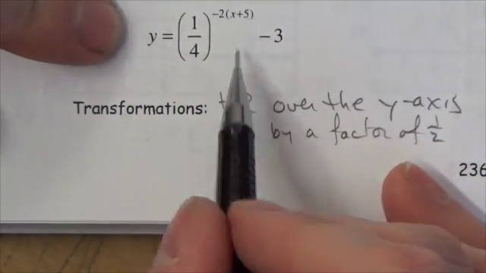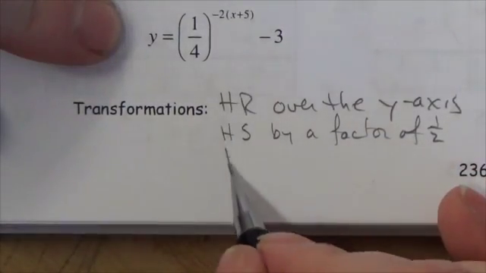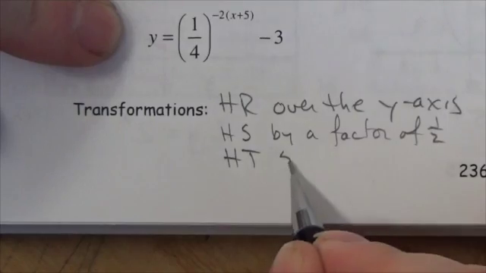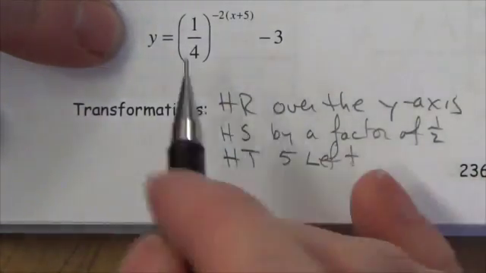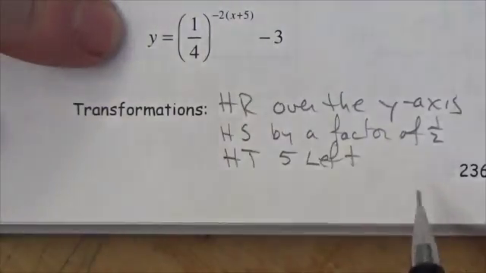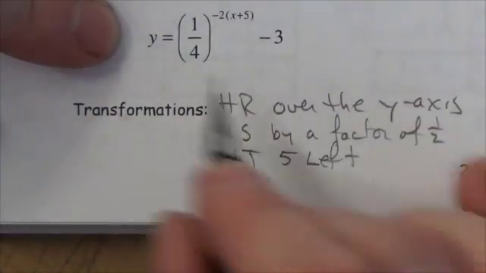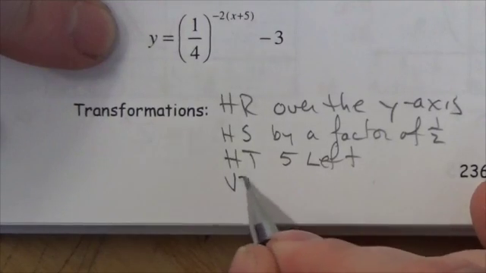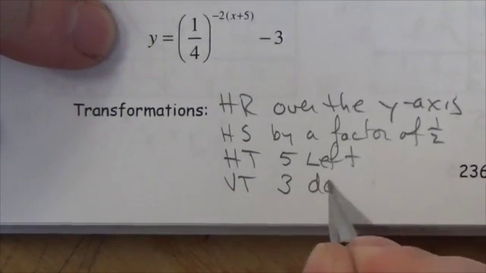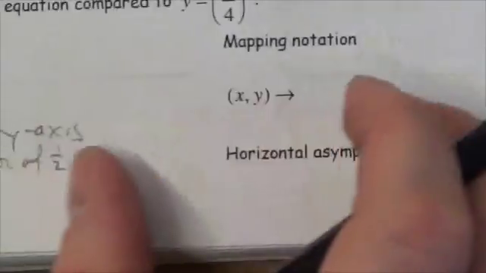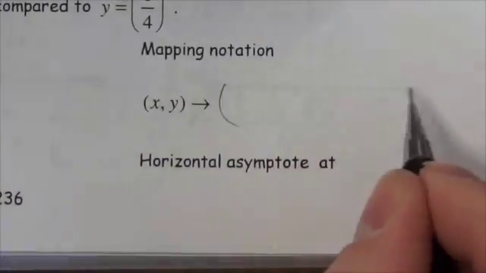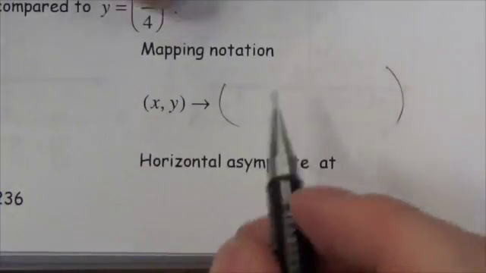And then I've got this x plus 5 up there. Well, that's going to correspond to a horizontal translation 5 to the left, because I'd have to subtract 5 to get x by itself. And then out here, I've got this -3. It's happening outside the function, so it's a vertical translation 3 down. All right, this moves directly into our mapping notation.